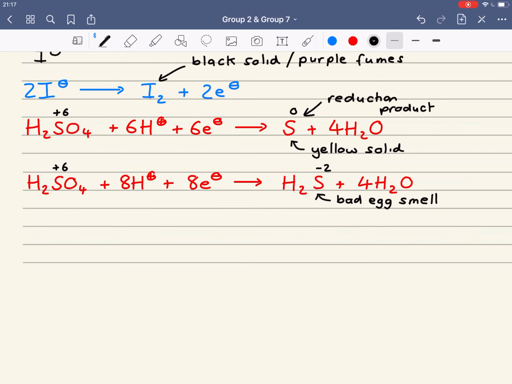Now, you should be able to combine the oxidation and the reduction half equations. You would need to multiply the blue equation, the oxidation half equation, by 3 if you're making sulfur, and you need to multiply by 4 if you want to make H2S. So let's just have a quick look at these.